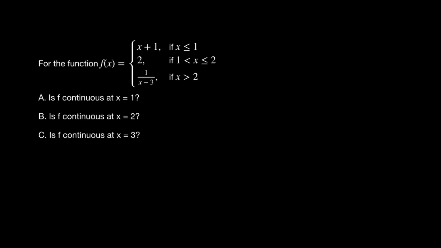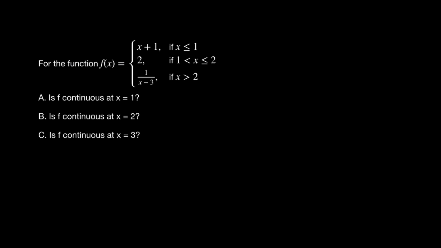So let's actually start with something that is a piecewise defined function. I've got the function f of x equals x plus 1 when x is less than or equal to 1. f of x is 2 when x is between 1 and 2, including the 2. And f of x is 1 divided by x minus 3 if x is bigger than 2. Let's see if we can figure out if f is continuous at x equal 1, x equal 2, and x equal 3. So we'll start with x equal 1.